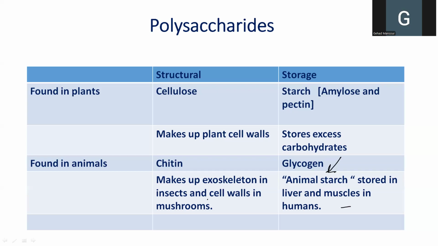Whereas we have another polysaccharide, just like plants have cellulose as being the structural polysaccharide, insects have a structural polysaccharide, which is chitin, and chitin makes up the exoskeleton in insects, as well as the cell wall in mushrooms, and mushrooms, as you know, are fungi.